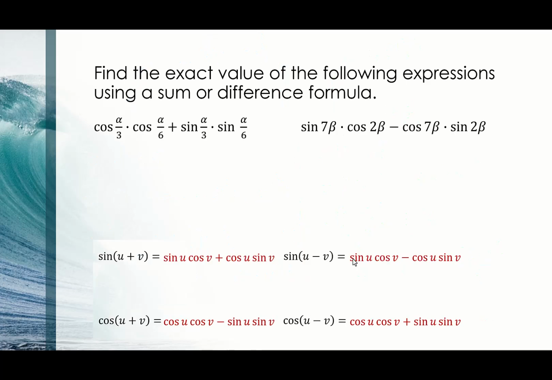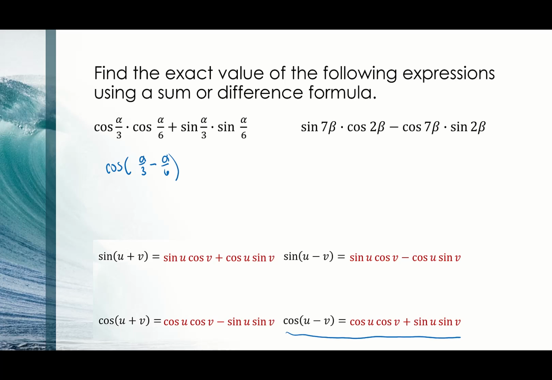And in these last two examples, we will work backwards. We're given the output and we want to write what the input was. Starting off with the first one, we have cosine of alpha over 3 times cosine of alpha over 6 plus sine of alpha over 3 times sine of alpha over 6. Given that the cosines are in one term together and the sines are in another, that sounds like a cosine difference to me. So that matches up with this one, where u is alpha over 3 and v is alpha over 6. And so we can write this as cosine of alpha over 3 minus alpha over 6.